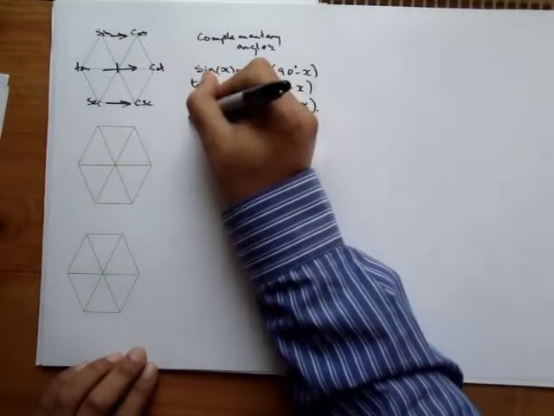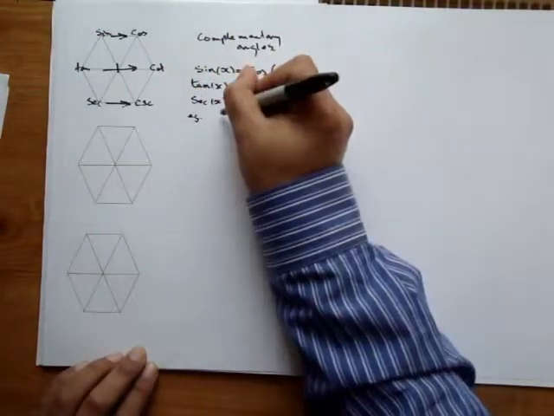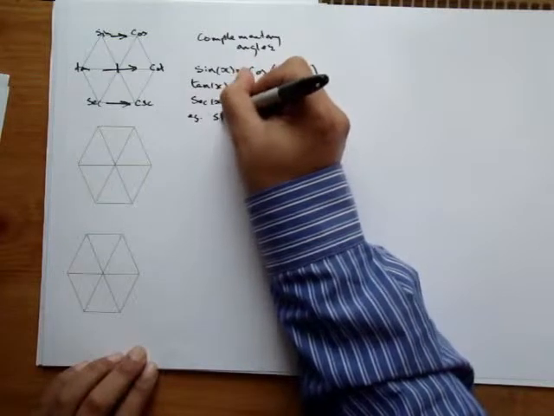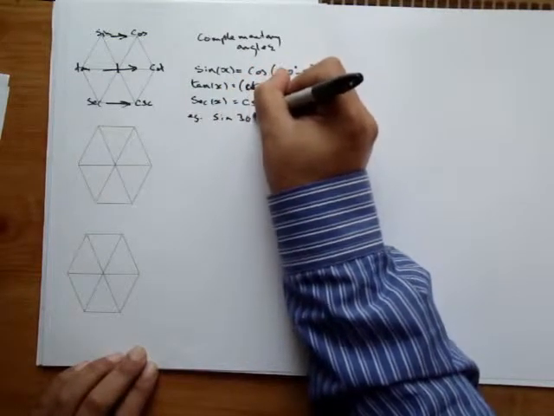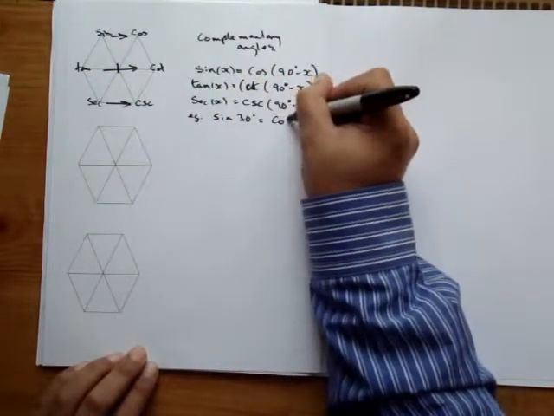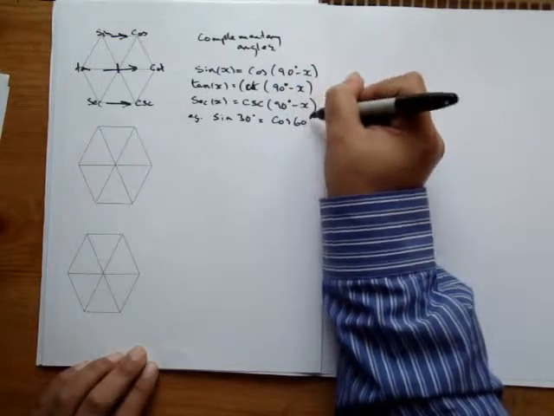For example, in this complementary thing, sine of 30 degrees equals the cos of 60 degrees.